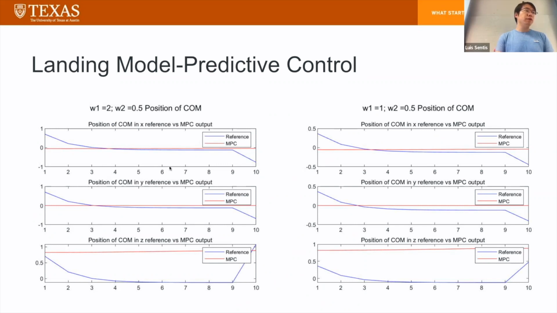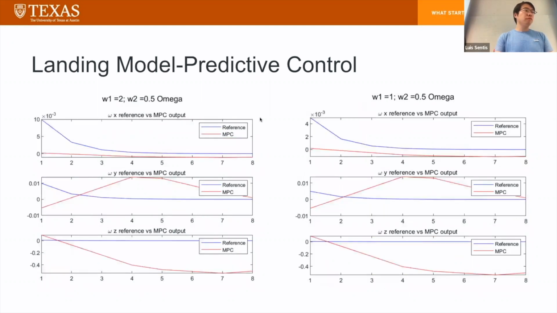The red one is the reference. Sorry, that's a straight line. That's a typo. The red line is the reference, and the blue line is the predicted value through the model-predictive control. The result is not perfect, but in general, the predicted value will converge to the set value. This is the one for the position of the center of mass. And this one is for omega, the angular velocity in the world frame, for all three cases.